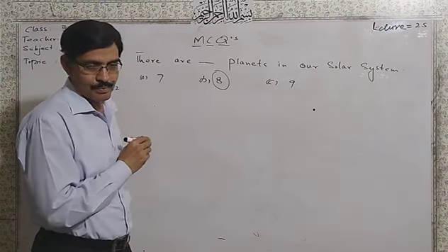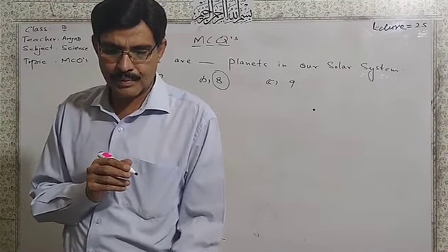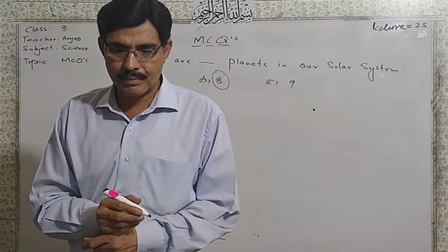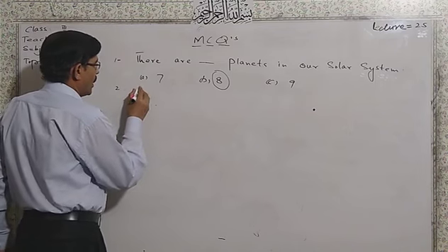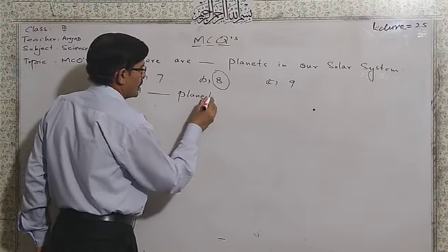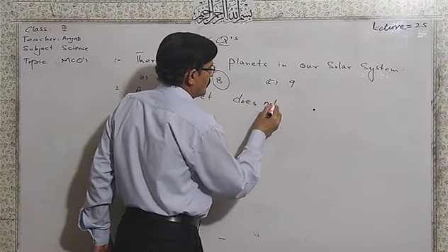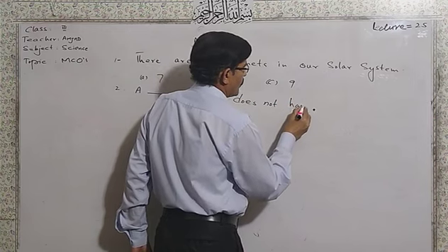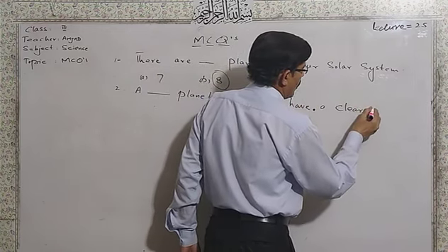Number 2. A dash planet does not have a clear orbit.